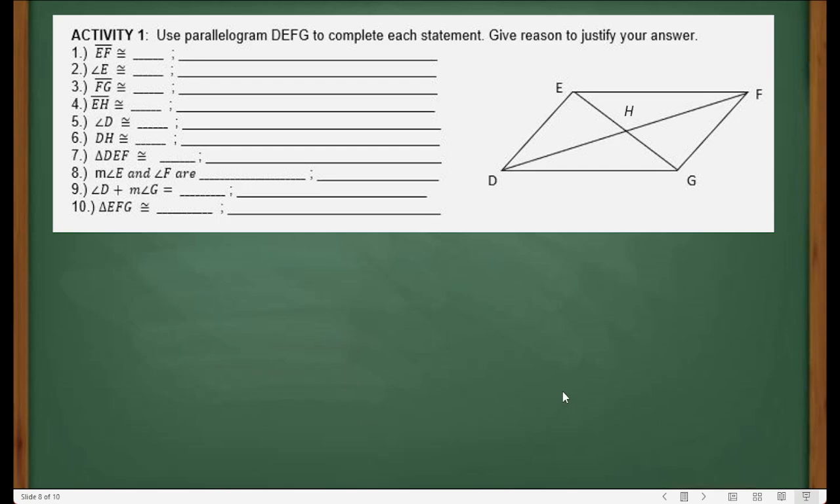Okay, I'll give you 5 to 10 minutes to work on this activity number 1. Use the figure on the right, the parallelogram DEFG, to complete each of the following statements from 1 to 10 and give your reason to justify your answer.